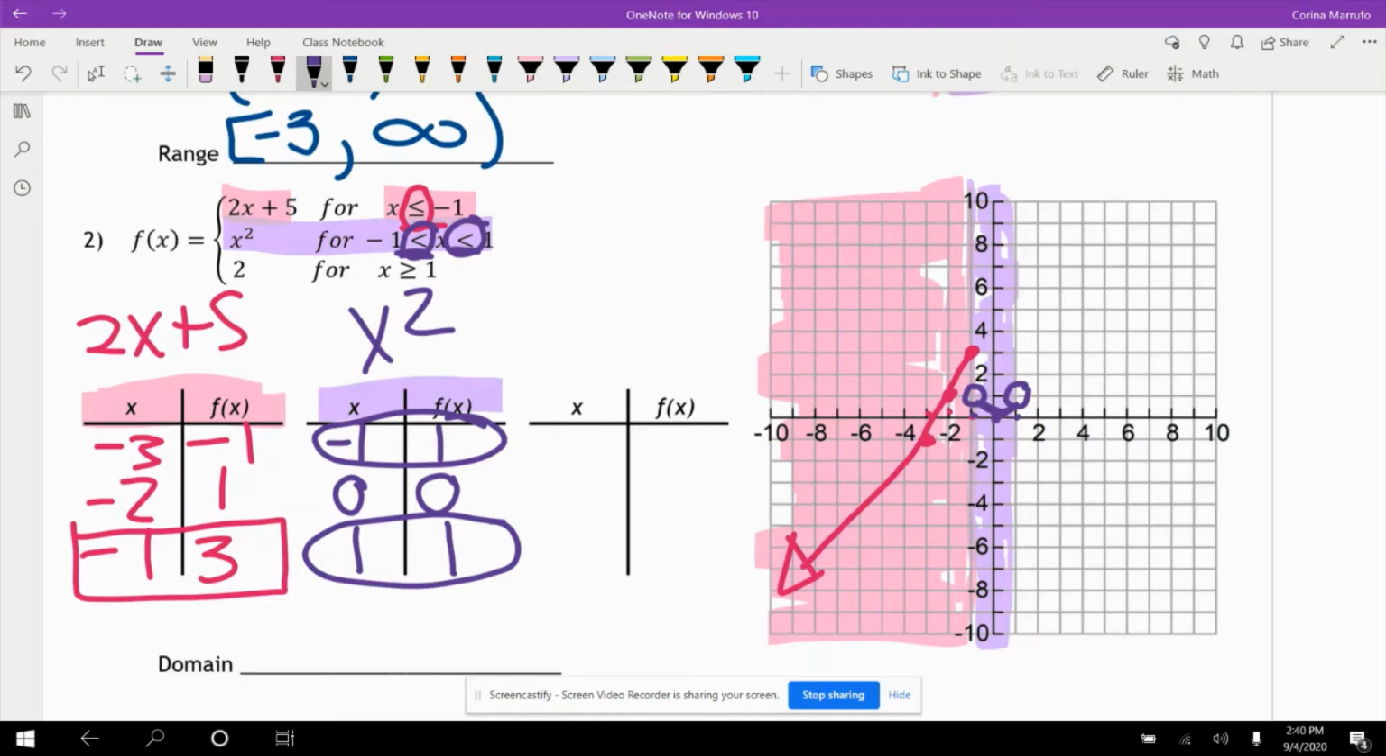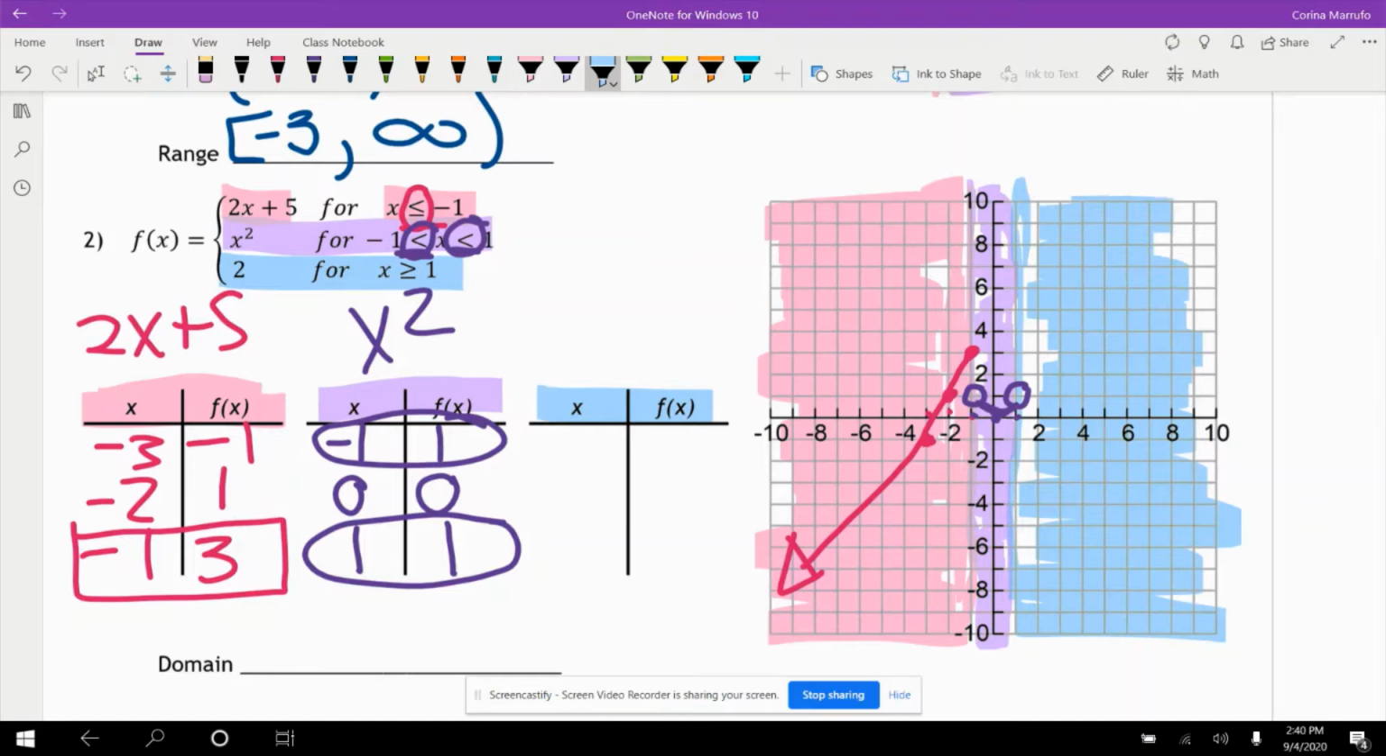And then last, we have the final section of the graph, okay? It's 2 for x is greater than or equal to 1. So here on my graph, here's 1, and all the numbers that are greater than 1 are going to be on this side, okay? Now you have to stay within the boundaries. So this graph can't go into the other colors. It can't go into the purple section. It can't go into the pink section. It has to stay in its boundaries. So that's what makes it special about piecewise functions.